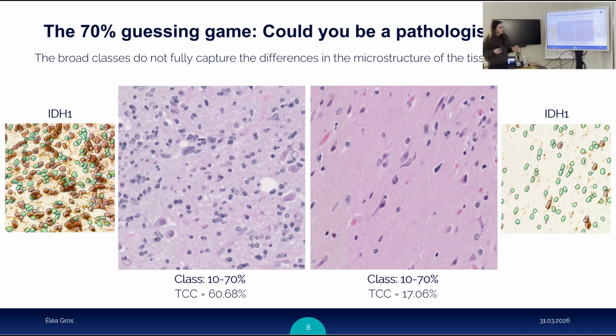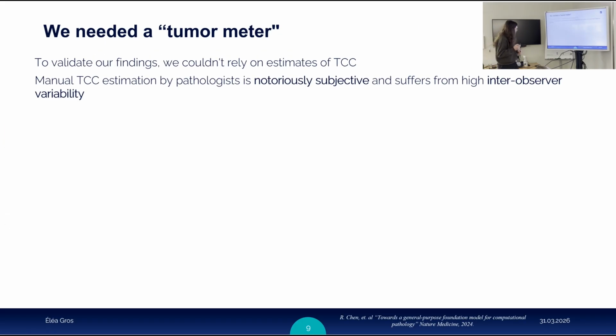And also, what we see is that if we use the classification as we have it now, so basically putting everything that is between 10 and 70% of cells together, we would put these two kinds of tissue together, where actually they look completely different. Here we have a few tumor cells here and there, but most of them are healthy cells compared to this. And we're basically reducing the amount of information that we're using, and we cannot capture completely the differences that we have in the microstructure of the tissue.